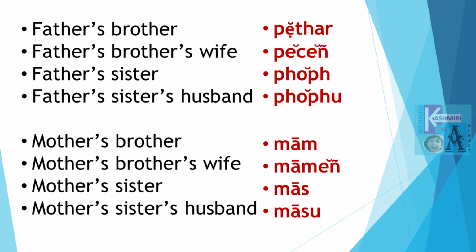Mother's brother is called as Mom. Mother's brother's wife is called as Mamain. Mother's sister is called as Mas. Mother's sister's husband is called as Masu.